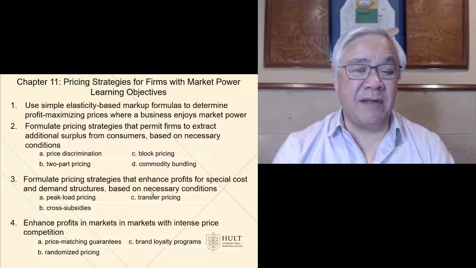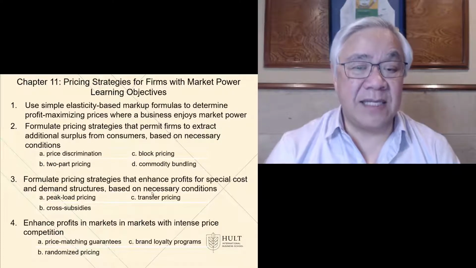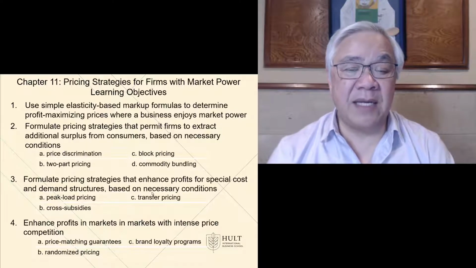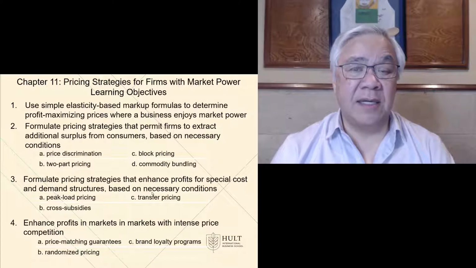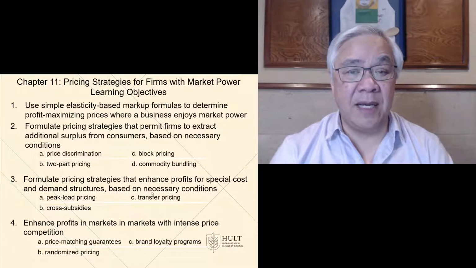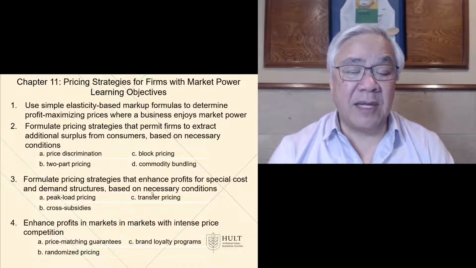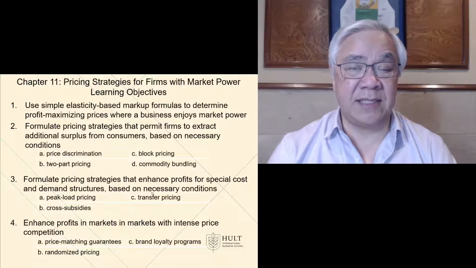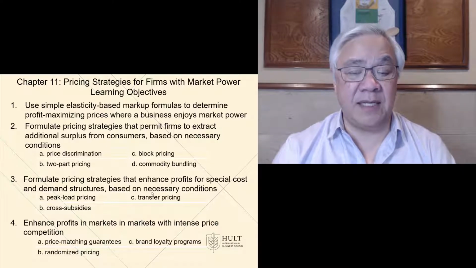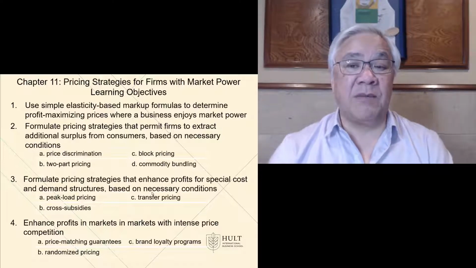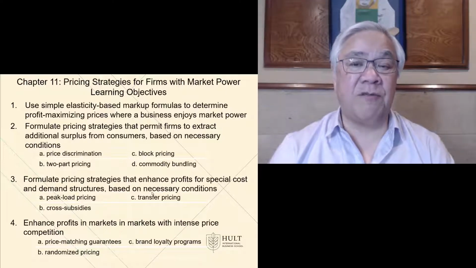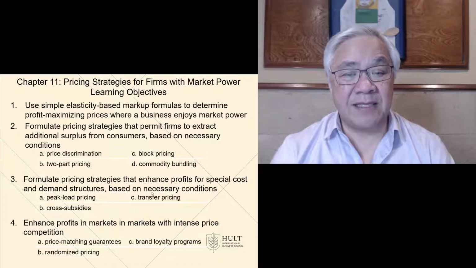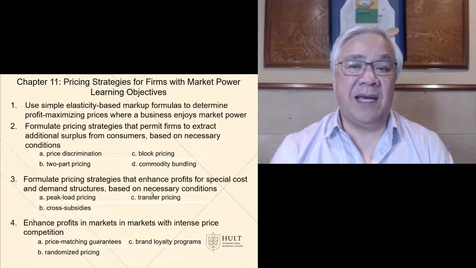So summarizing chapter 11, we looked at the basic elasticity-based market formulas to look at how you might price one product. We also looked at some mechanisms to capture the consumer surplus. Those were price discrimination, two-part pricing, block pricing, and commodity bundling. Then we looked at some specific instances where the cost or demand structures give you other opportunities, such as peak load pricing, cross subsidies, and transfer pricing. And finally, we looked at markets with intense price competition, and therefore we could do price matching, randomized pricing, or brand loyalty programs. These are different mechanisms. So that wraps up chapter 11, and I will see you in class.